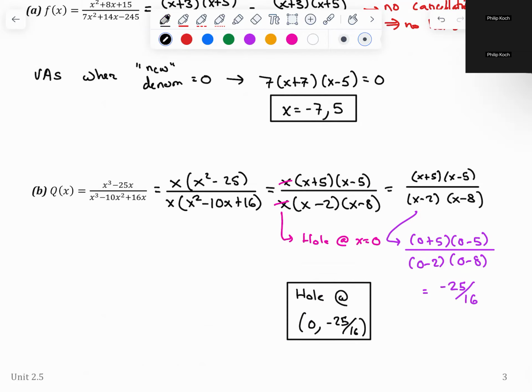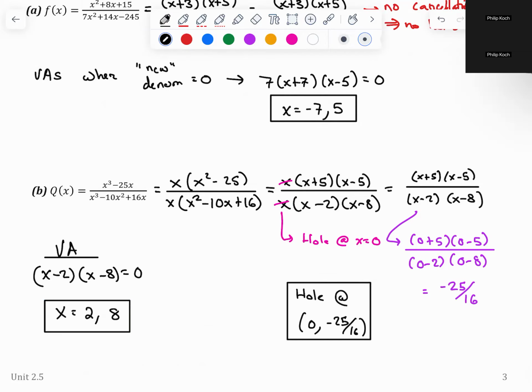But once again, we have a hole because x got completely canceled out, so a hole at x equals 0. To find the location of the y value, where the hole should happen, we plug into the simplified version and get negative 25/16. So that's where the hole's y value should be. We plug in x, we get a y. That's a hole. And then the vertical asymptotes should happen from setting the new denominator equal to 0. x minus 2 times x minus 8 equals 0. That gives me x equals 2 and positive 8. So vertical asymptotes of 2 and 8. So this thing has two vertical asymptotes and one hole in the graph.